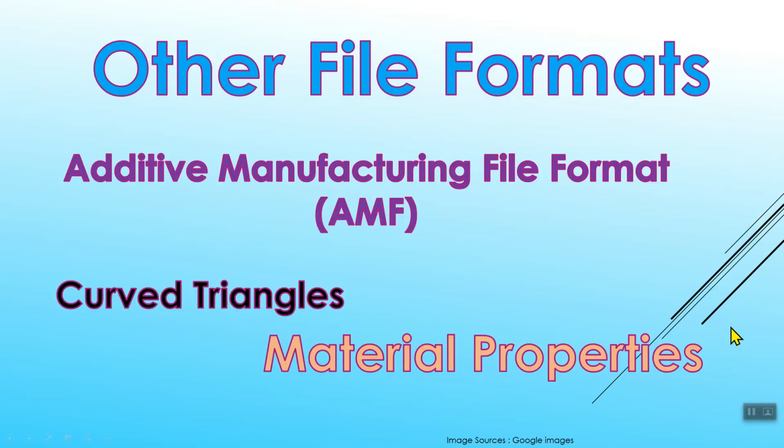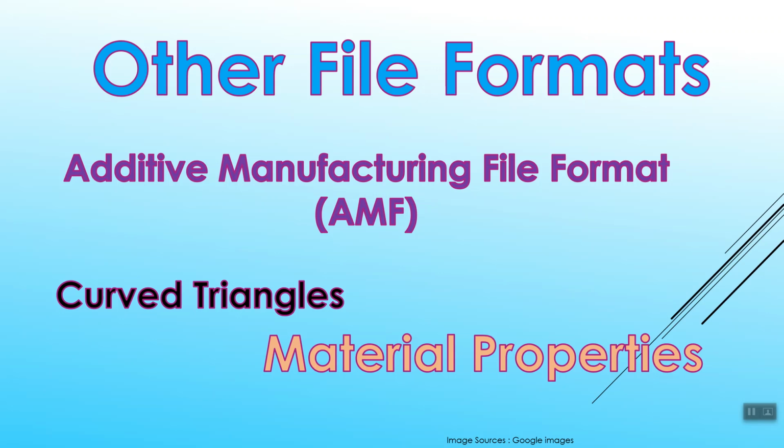Apart from the STL file format, we have the additive manufacturing file format, and many other file formats are coming up, but still, today we majorly use the STL file format. Why do other file formats need to come? The major thing is that in the STL file format, we use triangles whose edges are straight lines, so the curved information is missing. If we get a curved triangle, we can get better accuracy of the 3D CAD model.